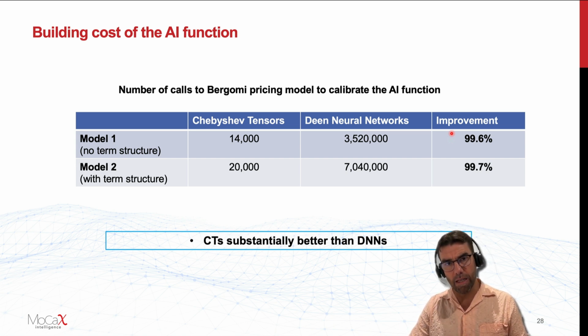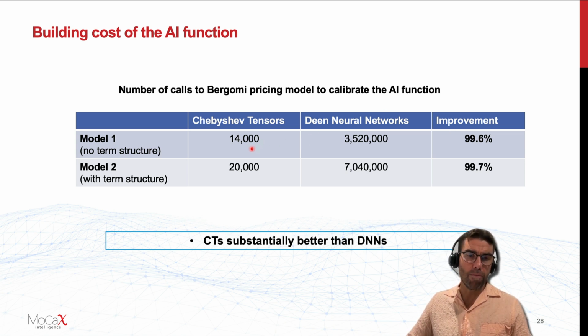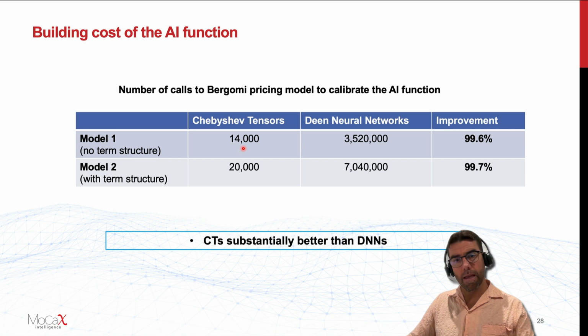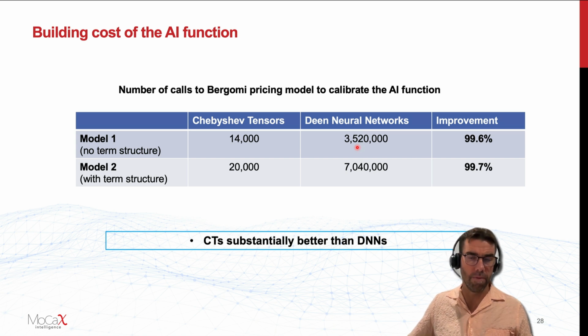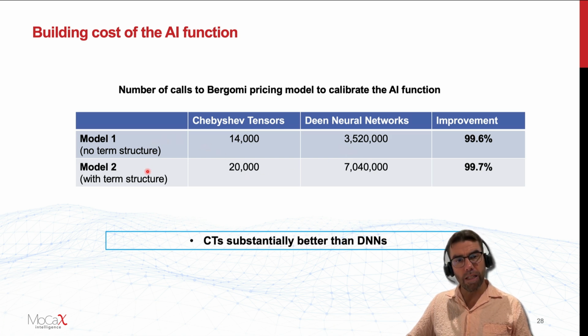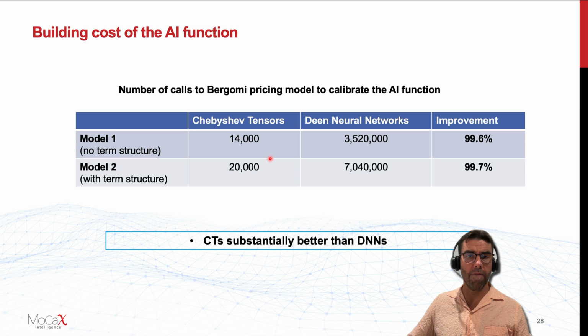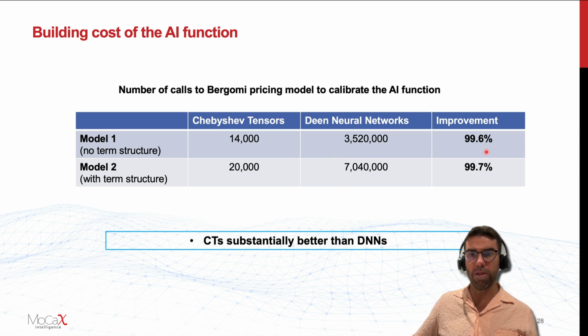This is where the big difference comes in, because for us to calibrate to model 1, the Chebyshev tensor needed to explore the domain in 14,000 points. For the same problem with DNNs, it was reported that they needed to use around 3.5 million points. So the difference is quite substantial. We're talking about a couple of orders of magnitude. For model 2, something similar happened. In model 2, we explored the function with 20,000 points. And with DNNs, they had to explore it with around 7 million points. So again, a couple of orders of magnitude, 99.7 and 99.6% more efficient with Chebyshev tensors than DNNs.